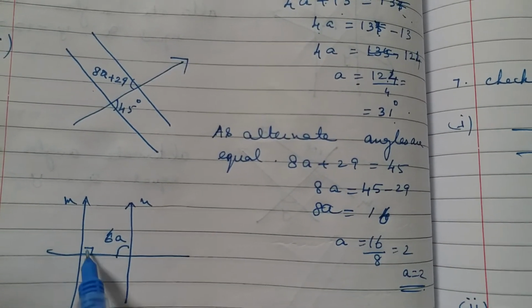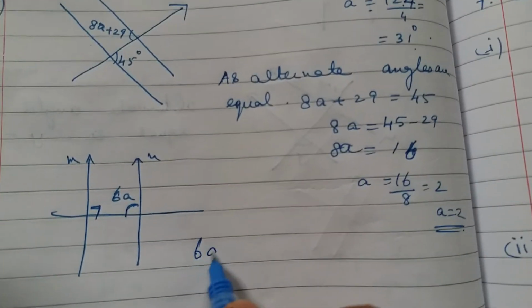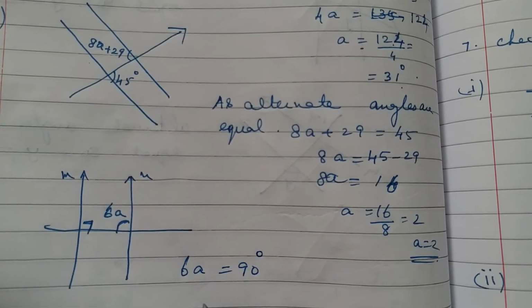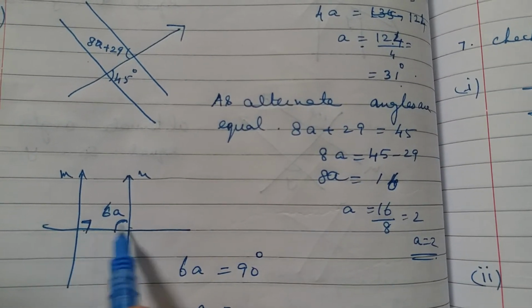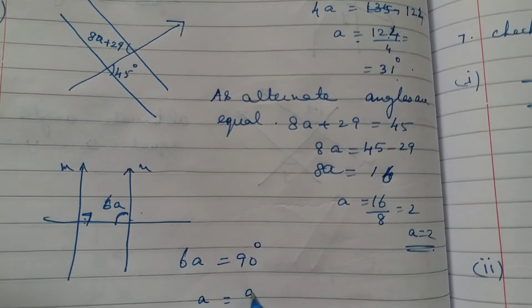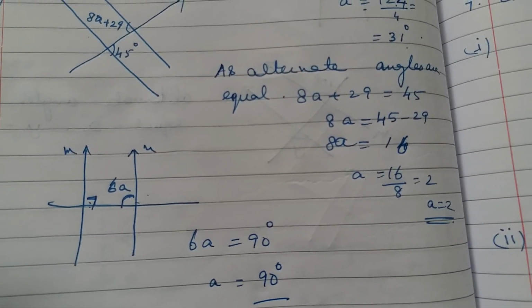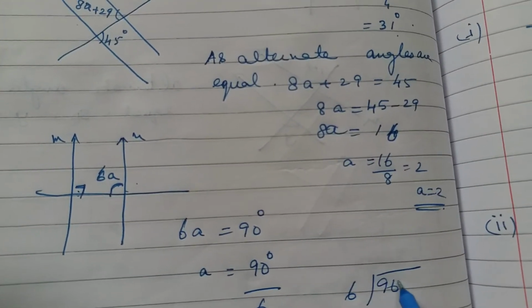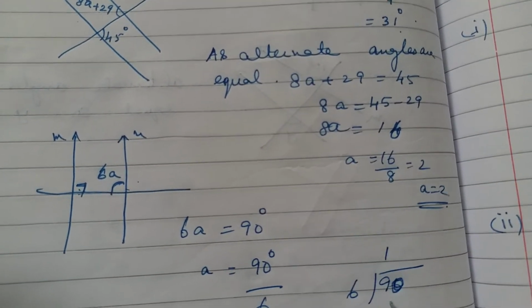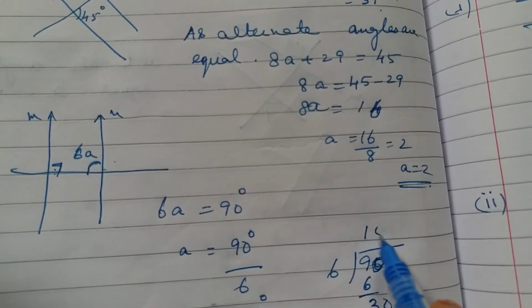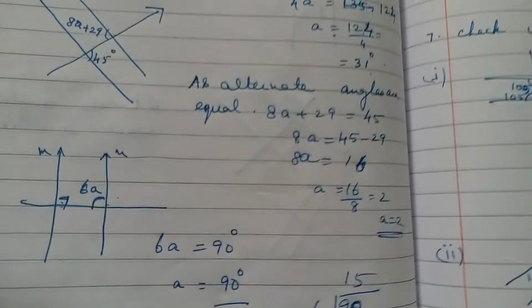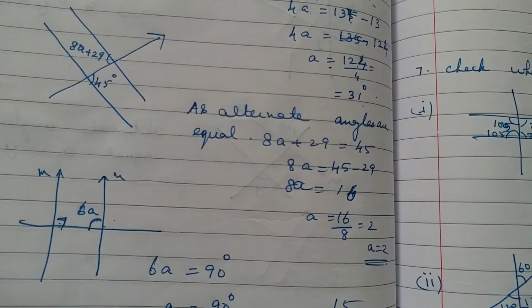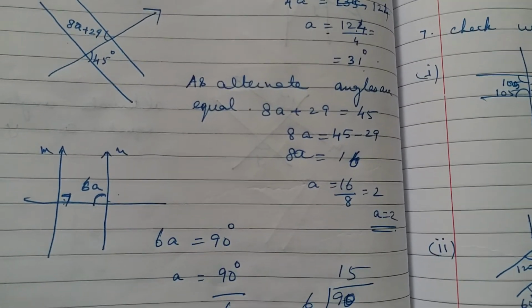Okay. Next sum, here this is 90 degrees. So 6a is equal to 90 degrees, here these are interior angles. A is equal to 90 divided by 6. So 90 divided by 6, you see, 6 1s are 6, 30, 5 times, remainder 0. So 15 degrees. So A is equal to 15.